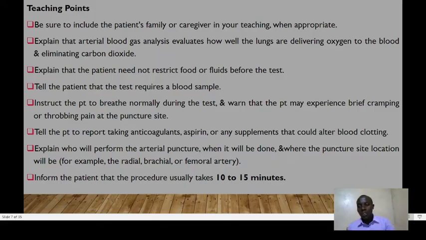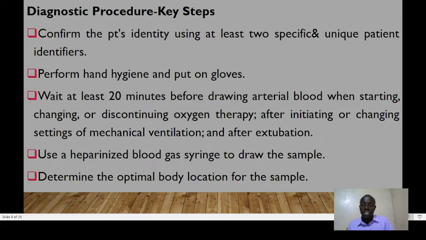For those patients who are taking anticoagulants, aspirin, or any other supplements that could alter blood clotting, they have to report this to the healthcare provider. Explain who will perform this puncture. We have already said it is the respiratory therapist, and then where the puncture site will be. In most cases it could be the radial, but sometimes you could go for the brachial and even the femoral artery. So you inform the patient that this procedure will take on average 10 to 15 minutes.